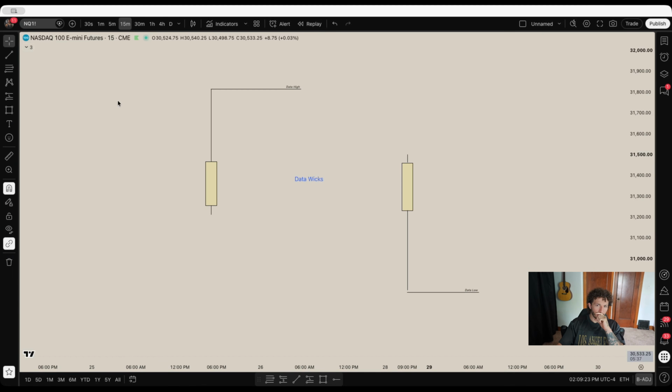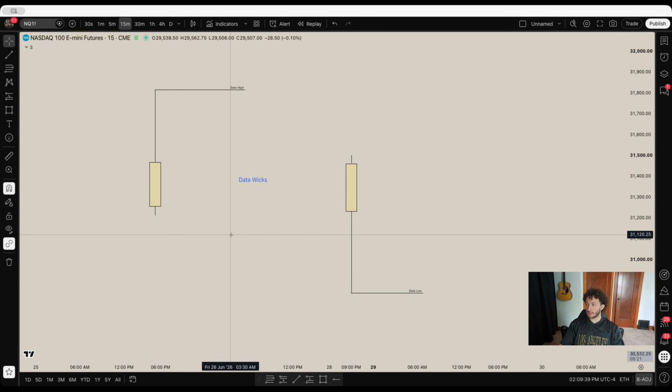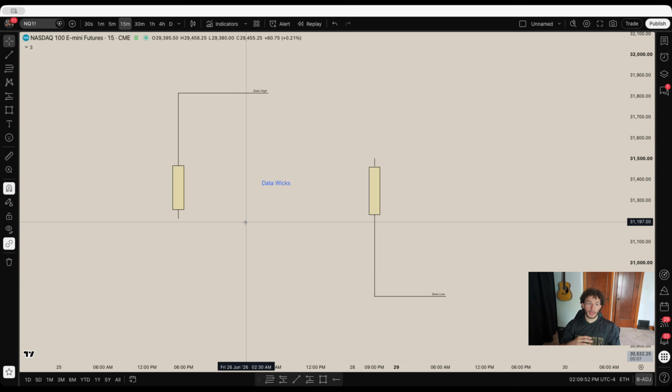So what is a data wick? Look at that big, juicy data wick. This is when they run above a high or run above a low. They trigger stop losses and they end up trapping a bunch of traders within this high and within this low. So price often revisits it to trade back to it to refill and rebalance these orders.